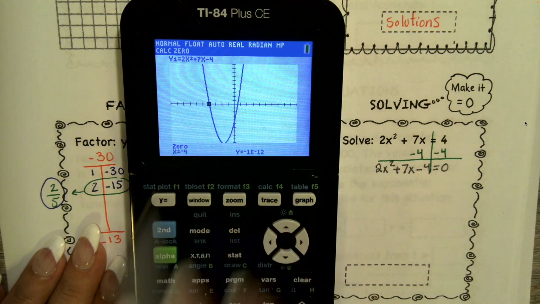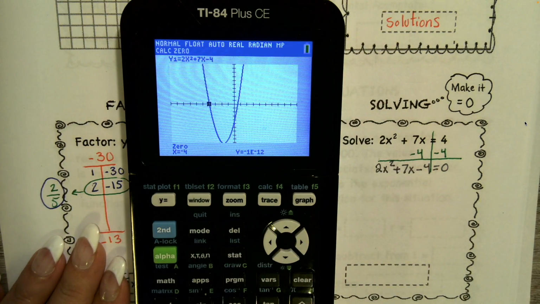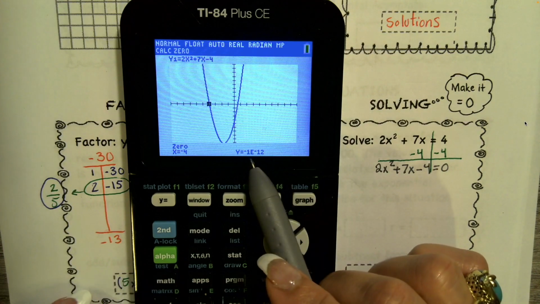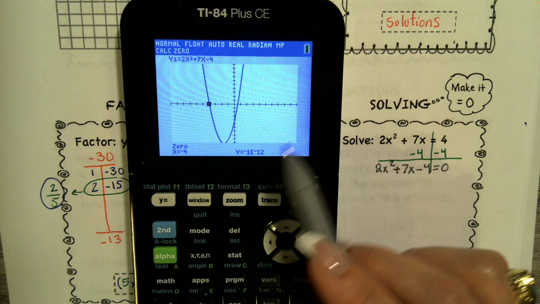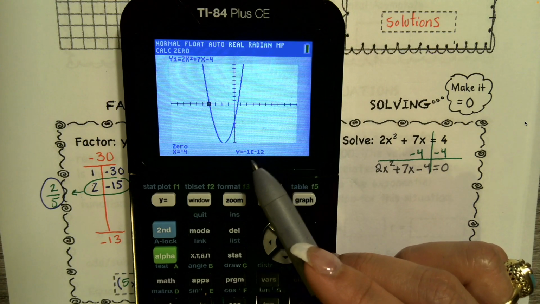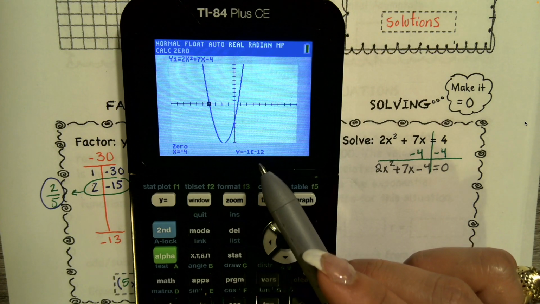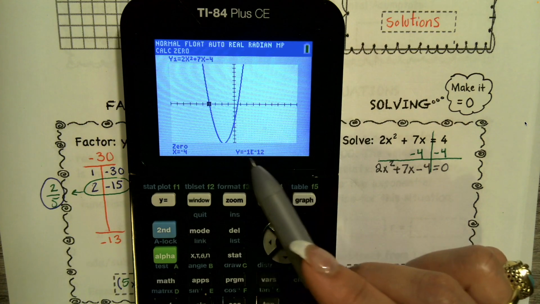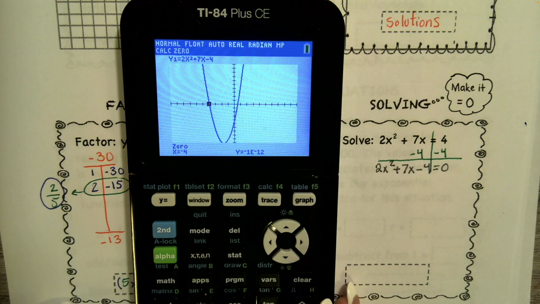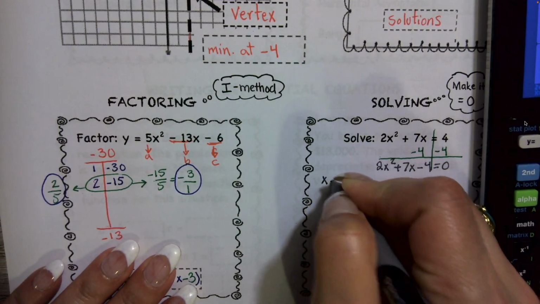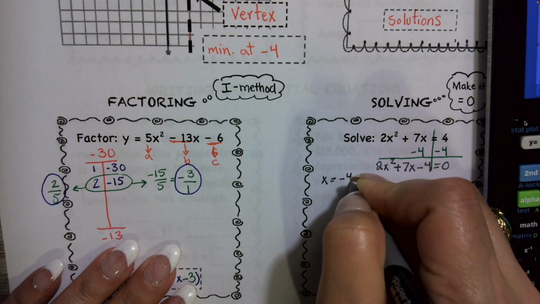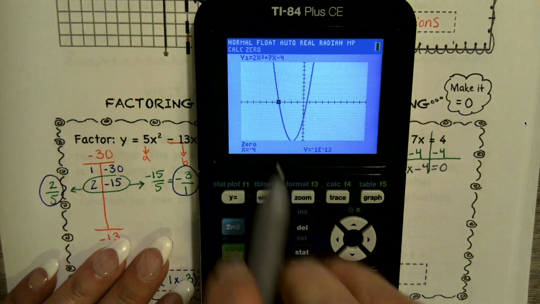What is my 0? -4, and that should be 0. When it gives you this crazy -1 times 10 to the power of -12, it means 0. It's just a very little number. Okay, so my x is -4 for the first one.